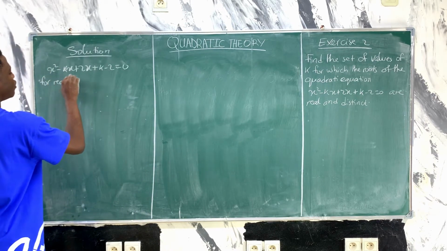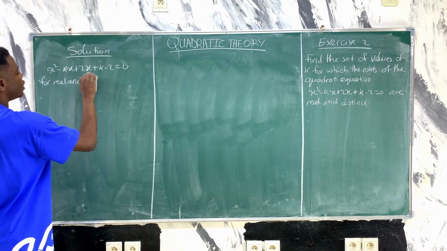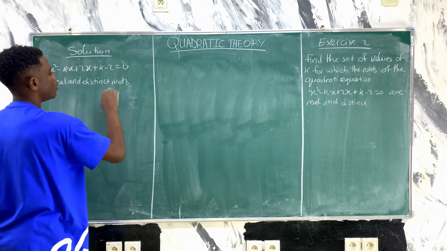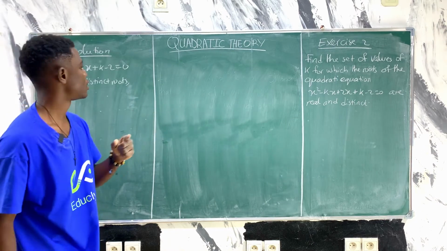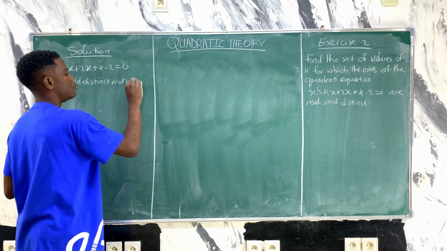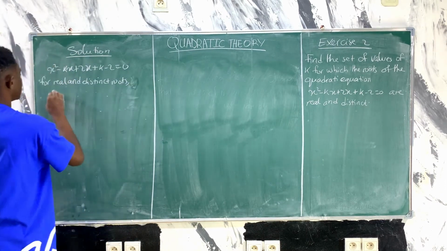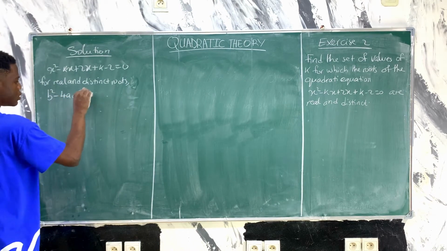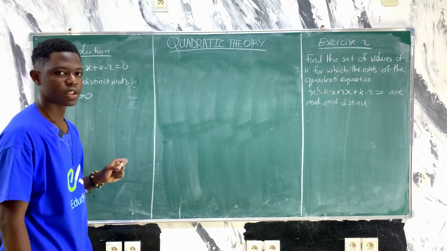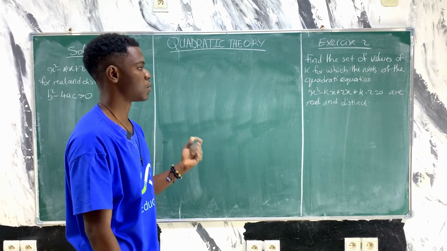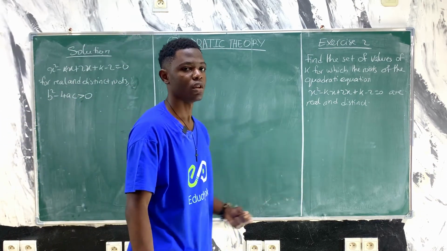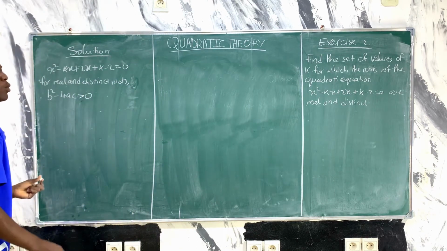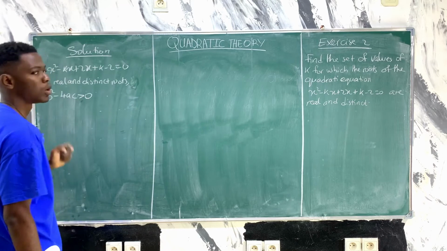For real and distinct roots, we have b squared minus 4ac is greater than 0. Strictly greater than 0 because it's real and distinct. Some places you see real and different roots. That's strictly greater than 0. So if it was just real, it would have been greater than or equal to 0.